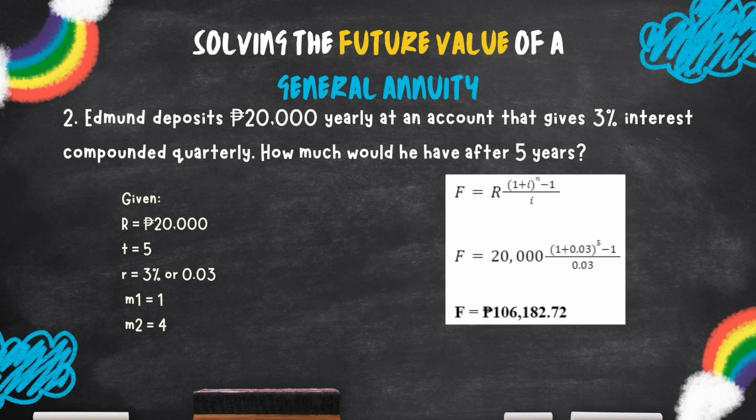So now that we have these elements, let's use the formula in solving for the future value of a general annuity. So we can substitute now. F equals 20,000 times 1 plus 0.03 raised to the power of 5 minus 1 over 0.03. And we have the future value of 106,182.72 pesos. That means Edmund will have 106,182.72 pesos after 5 years. And that's how we solve for the future value of a general annuity.